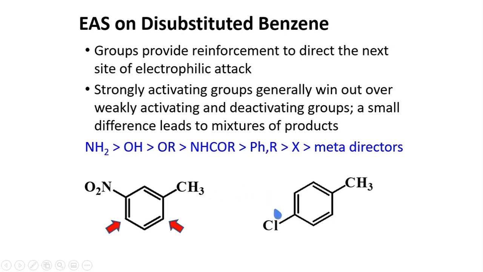How about this one? We have here a methyl group and a chlorine atom. In our sequence here, you have the methyl group, and the chlorine atom is here. So the site of attack must be at the ortho position of the methyl group. That will be the major product, and not at the ortho position relative to the chloro group.